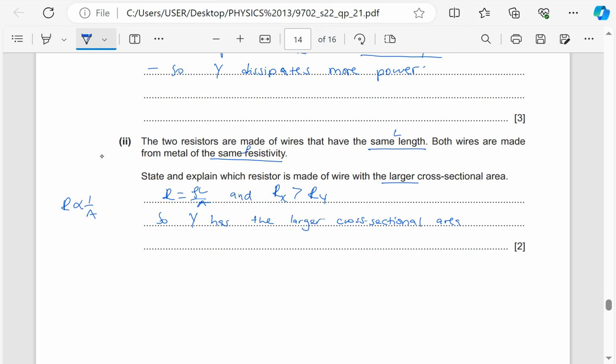Cross-sectional area, since it has small resistance, or it has smaller resistance. So this statement, the formula for R is equal to rho L over A, is the most important thing here.